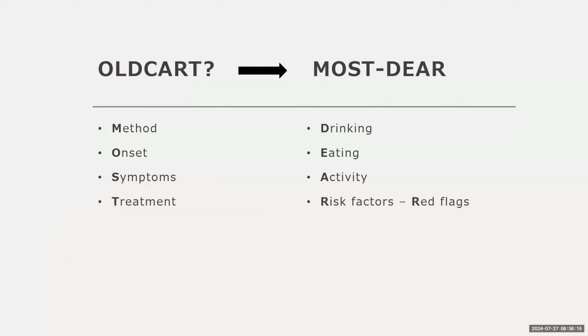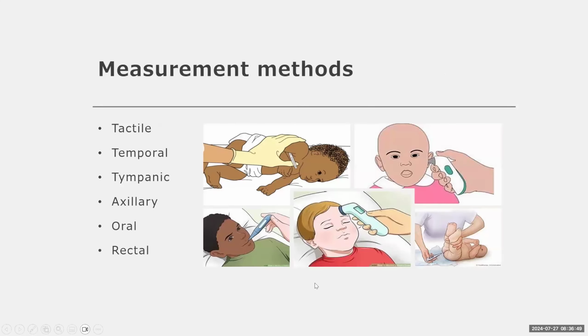So what we use is a little bit different. I use what I call MOST DEAR, not the most grammatically correct English, but it's worked for what I need. It includes method, onset, symptoms, treatment given, and then a couple of triage questions that I use: drinking, eating, activity, and then are there any risk factors or red flags that we need to worry about?